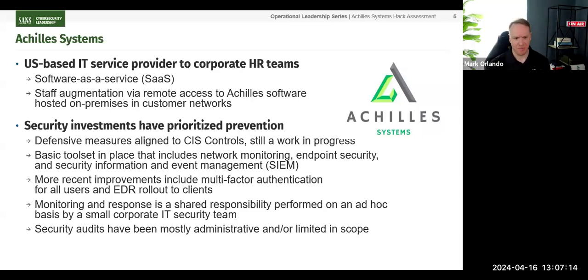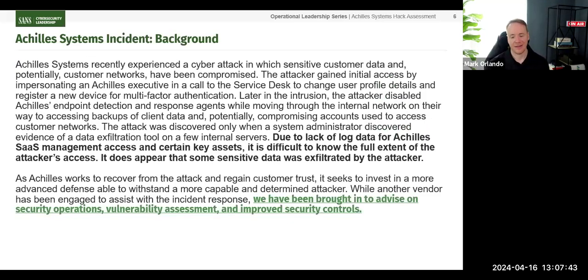And this all sounds like pretty good progress, right? Achilles has even passed multiple third-party security audits, even though most of those audits have been primarily administrative and/or very limited in the scope of what's being audited. So on paper, Achilles looks like it's doing pretty well. They've invested in cybersecurity. They're focused on those CIS controls, doing the right things from a detection and response perspective. Now, like at least some of us, hopefully not many of us, this doesn't mean that our security is absolute, right? We know that preventative controls, we know that detection and response will eventually fail.